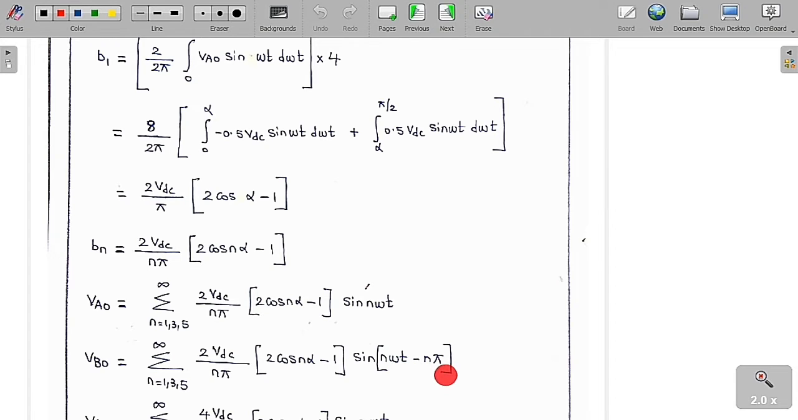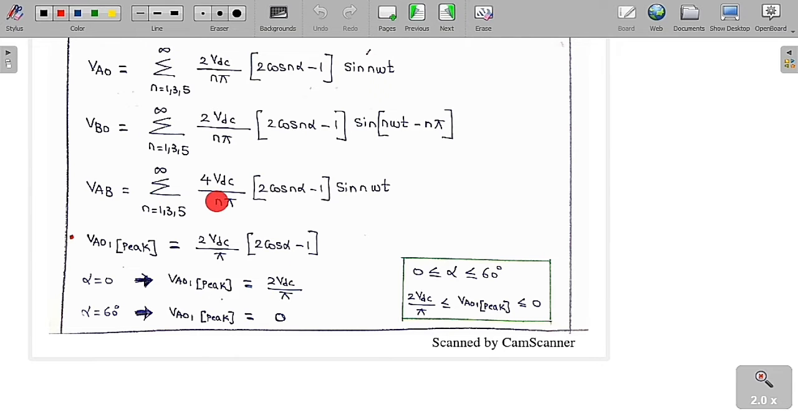Similarly I want to find the expression of VAB. So VAB is equal to V0 minus VB0. So simply we are going to get sigma n = 1, 3, 5 up to infinity of 4 VDC by n pi into (2 cos n alpha minus 1) into sin n omega t. So this is the expression that we are going to get finally.